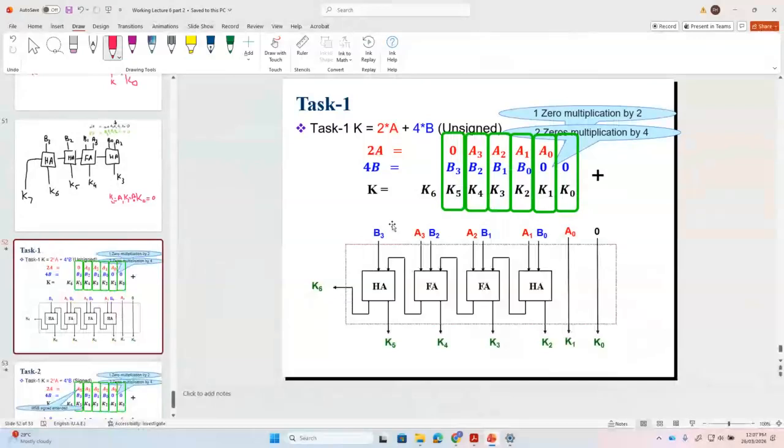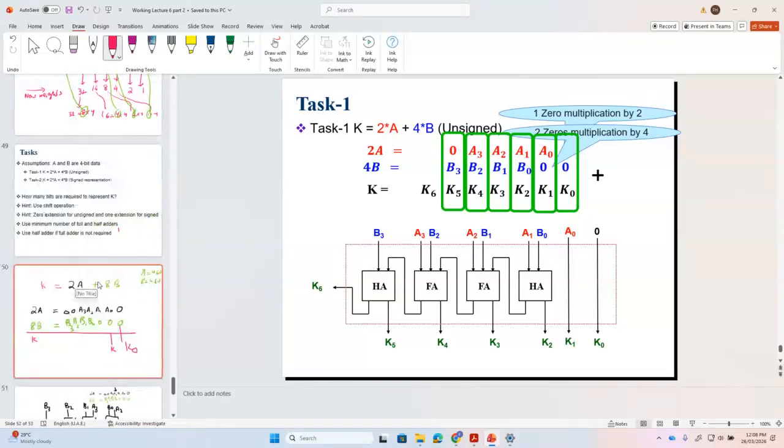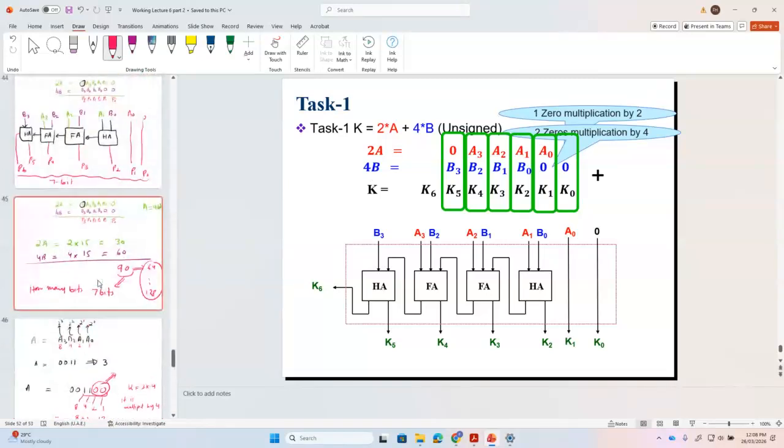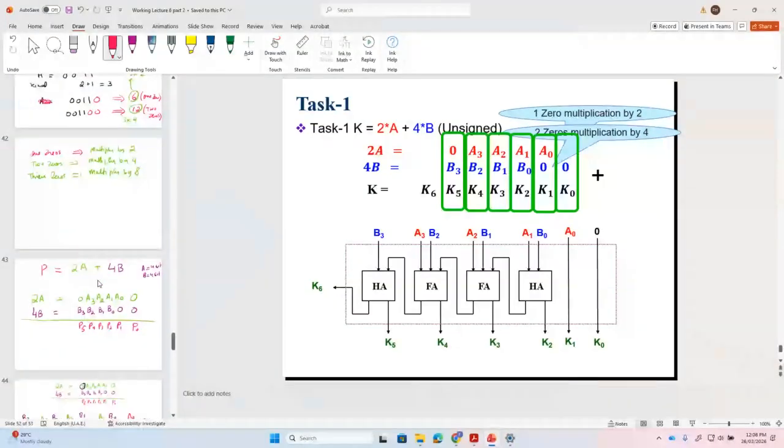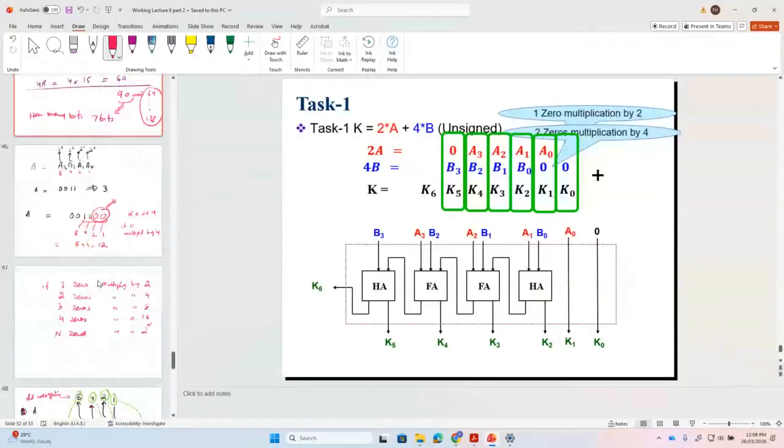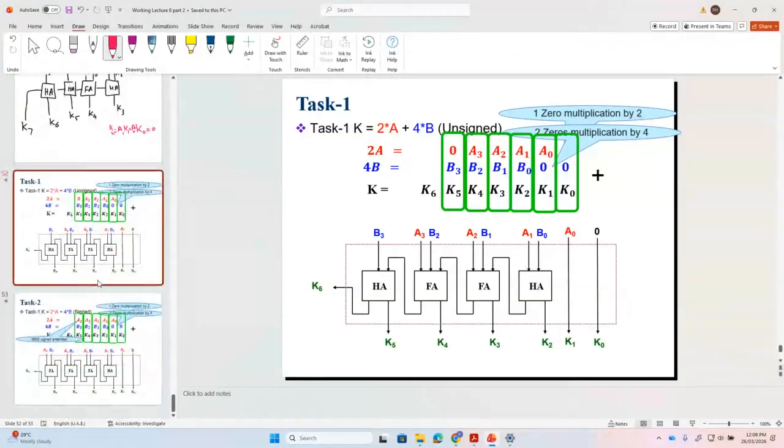Any question? Should we proceed? Yes. Okay. Now this is how we did it. Now I'm going to do another task. So this is 2a plus 4b, we did this. Okay.